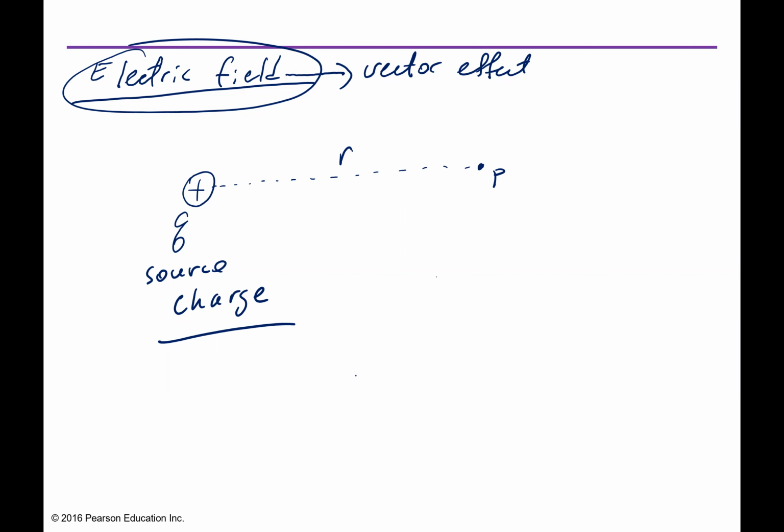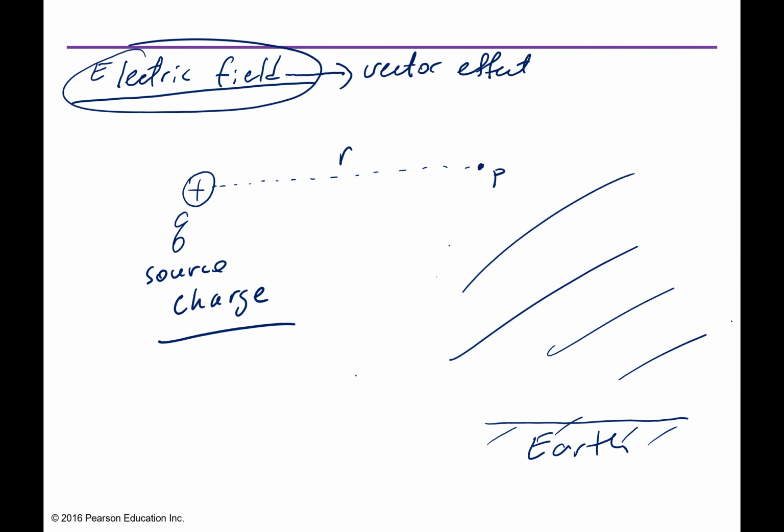Kind of similar to, for example, Earth. So let's say here's Earth, and I'm considering, let's say, this is the surface of Earth. How do I know that Earth affects all the space around it? So let's say space above Earth is affected by Earth itself. How do I know that?